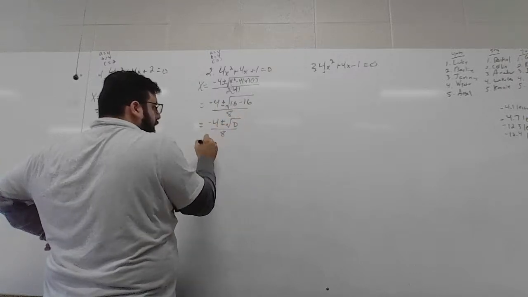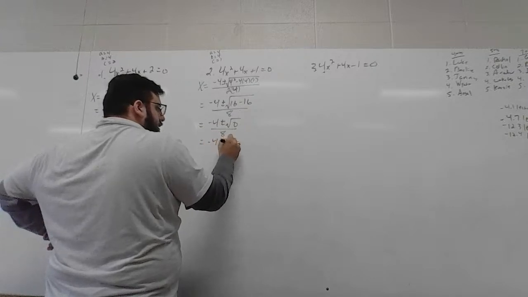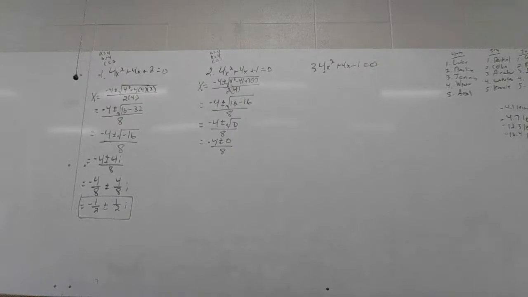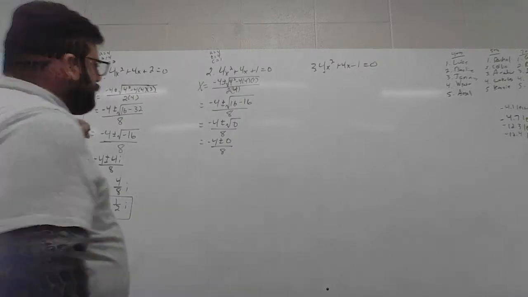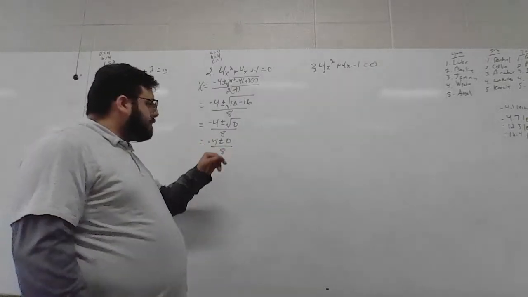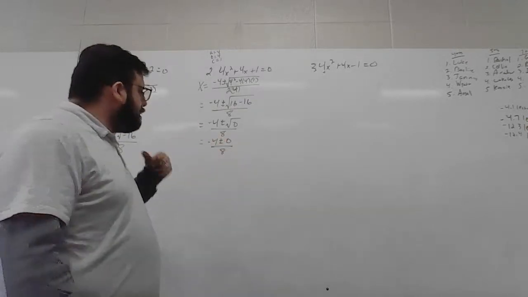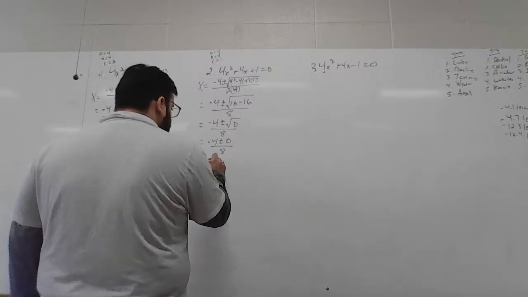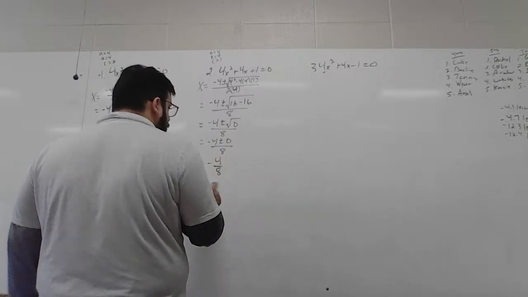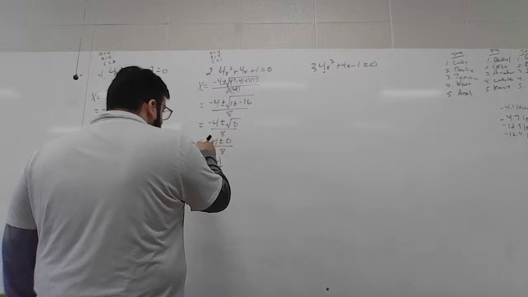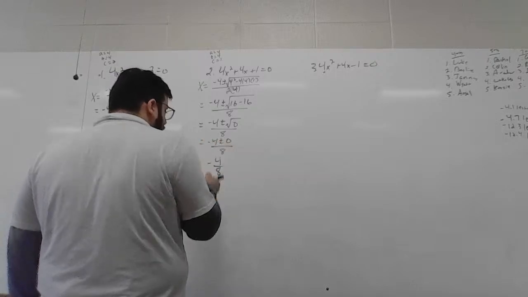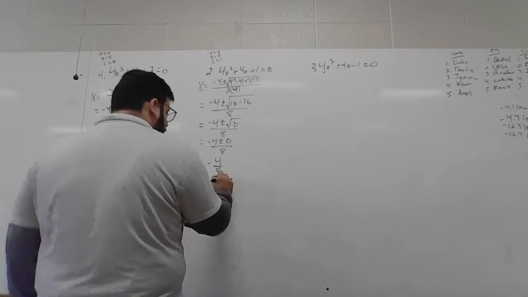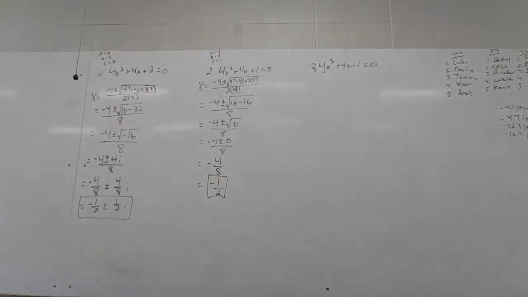And 0 is a perfect square. The square root of 0 is 0. So it looks like I have 2 solutions, but if you really look at it, I have negative 4 plus 0, which is the same thing as negative 4 minus 0. So I don't actually need to write it out as 2 solutions. I can just write it as one solution, because negative 4 plus 0 is the same thing as negative 4 minus 0, which is negative 4. There's my solution right here, negative 1/2.